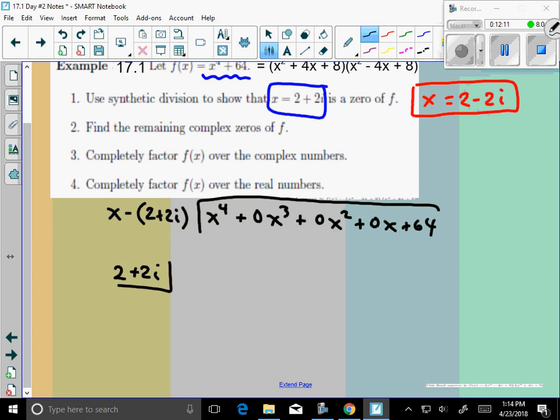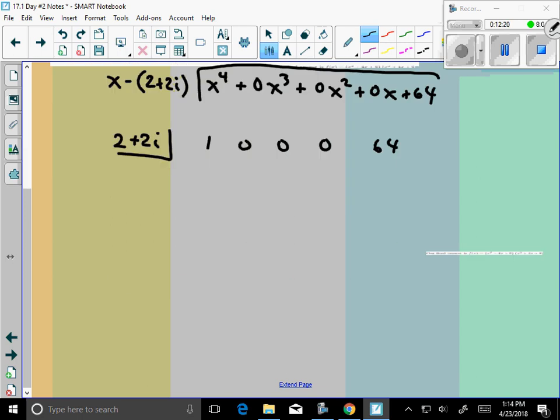Okay, so what do we do with synthetic? We take all of the coefficients. I got a 1, a 0, a 0, a 0, and a 64. If it's true that this right here, 2 plus 2i, is a 0 of this polynomial, when I get to the very end, what should I get? Yeah, I should get a remainder of 0.